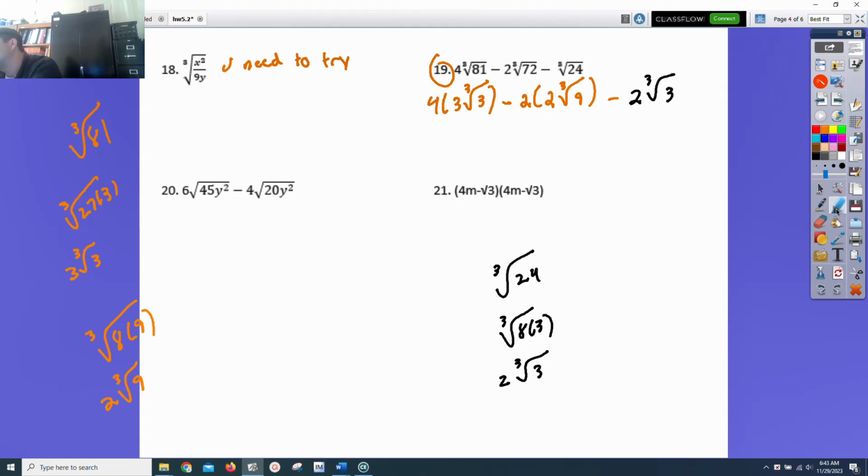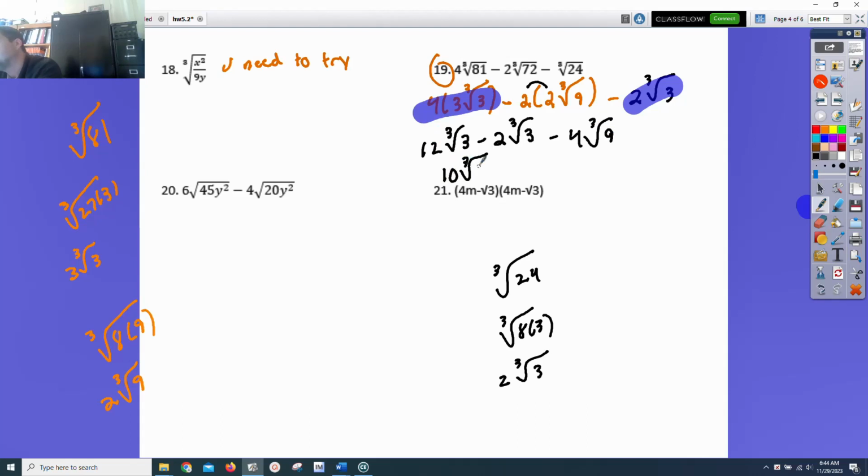There's only two things up here that are alike. There's this guy and that guy. Now this guy, of course, being 12 cubic roots of 3. And we're going to take away from it 2 cubic roots of 3. And then we have this piece right here, minus 4 cubic roots of 9. 12 minus 2 is 10. And that's as far as you can take it, because these are not alike. You can only add or subtract like terms.